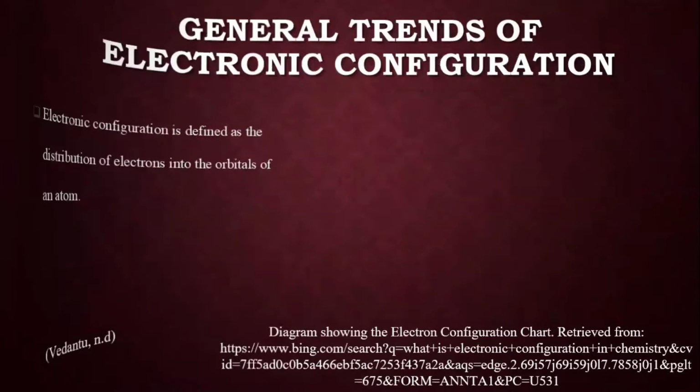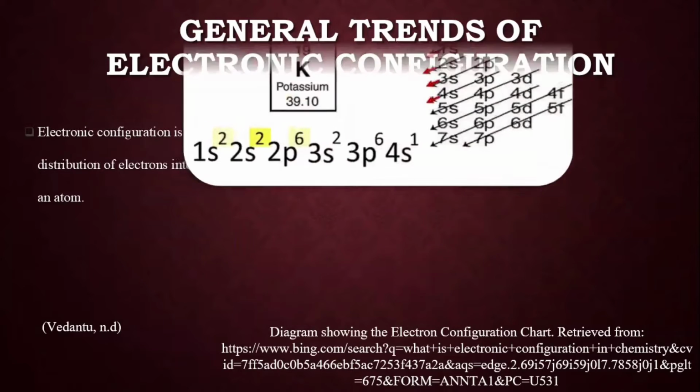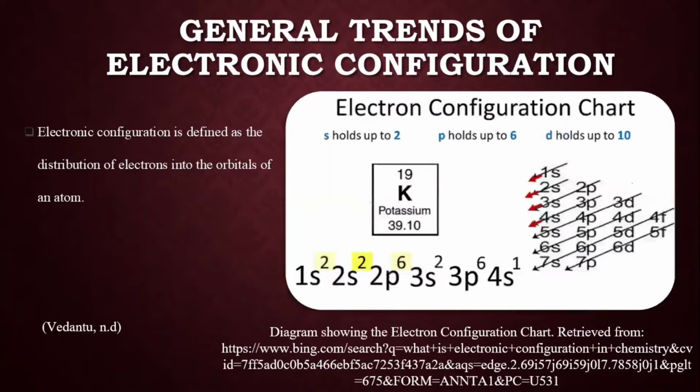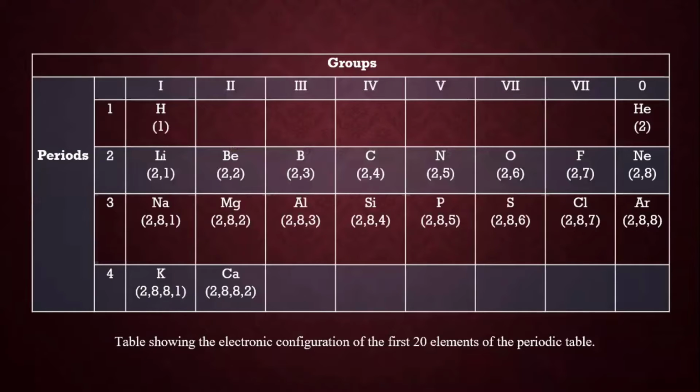Now, before we begin, let's touch a bit on what electronic configuration is. It is defined as the distribution of electrons into the orbitals of an atom, which is equal to the number of protons, that is called the atomic number. The diagram shows the electron configuration chart, and as demonstrated, potassium has an electron configuration of 1s2, 2s2, 2p6, 3s2, 3p6, and 4s1. On the next slide, we will talk more about electronic configuration and the periodic table.